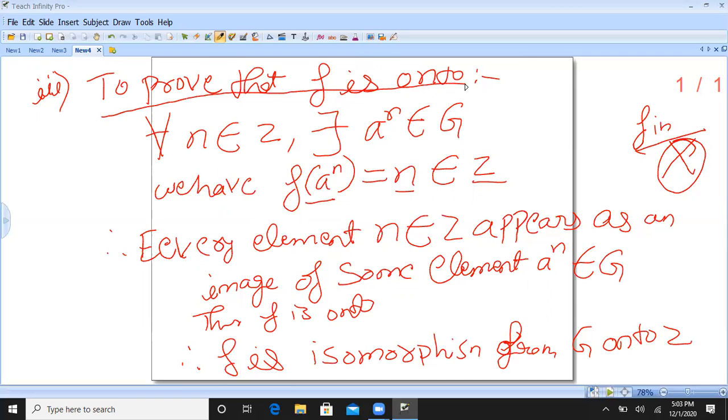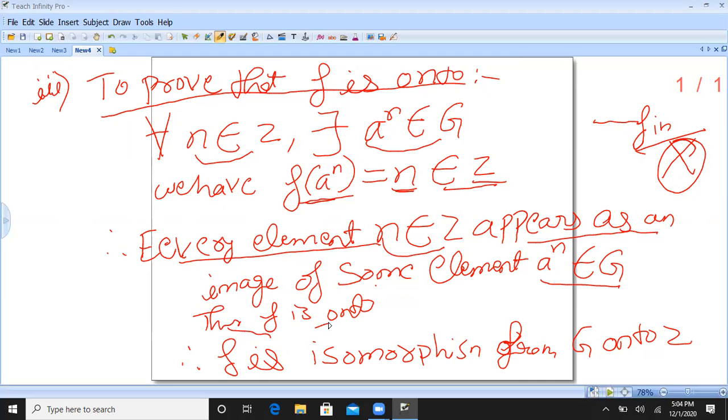Since we have to prove that f is an onto function, we already know that n belongs to z, or a raised to n belongs to g, because f is an infinite group. So we write f of a raised to n is equal to n that belongs to z. For every element n belongs to z, it appears as an image of some element a raised to n belongs to g. Therefore f is an onto mapping.